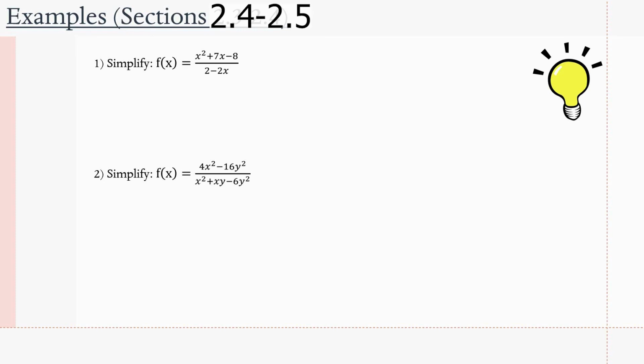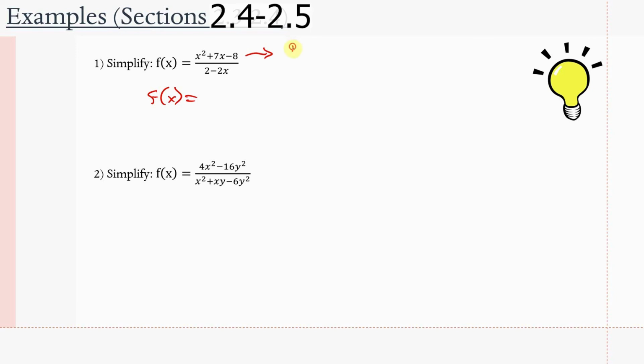So first example, number 1, it says simplify f of x equals x squared plus 7x minus 8, all over 2 minus 2x. Again, using what we just learned in the last video, the first step to simplifying this rational expression is to factor the numerator and the denominator. So let's see. We have to factor this simple trinomial x squared plus 7x minus 8.